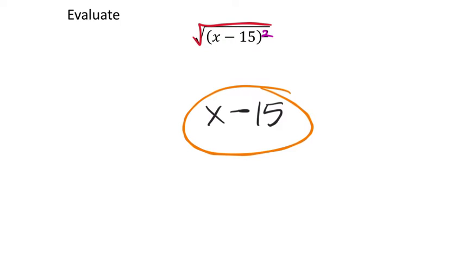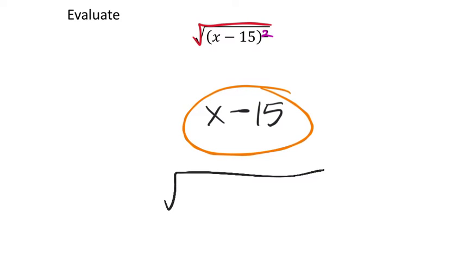So another way to look at this, what times itself is x minus 15? Well, x minus 15 is, and we know that because it gave us 2 of them multiplied together. We just want, again, it's a perfect square for x minus 15. Yeah, so this one actually came in very nice for us, right?